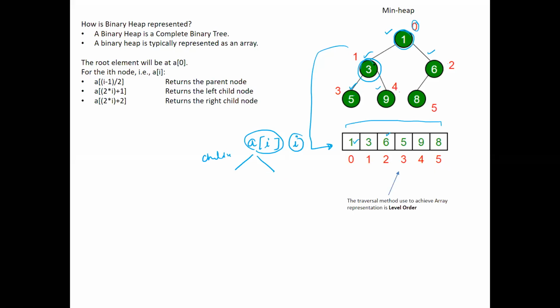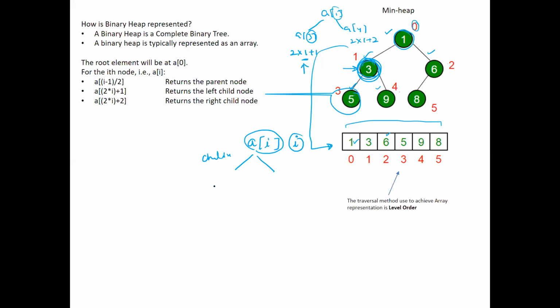If you go for, say, I want to find the child indices of the element 3. 3 is present at A1 location. Now how to find these elements? Children are located at A3 and the next element is located at A4. This is equal to 2 into I plus 1, where I is the index of the parent. The other will be 2 into I plus 2.